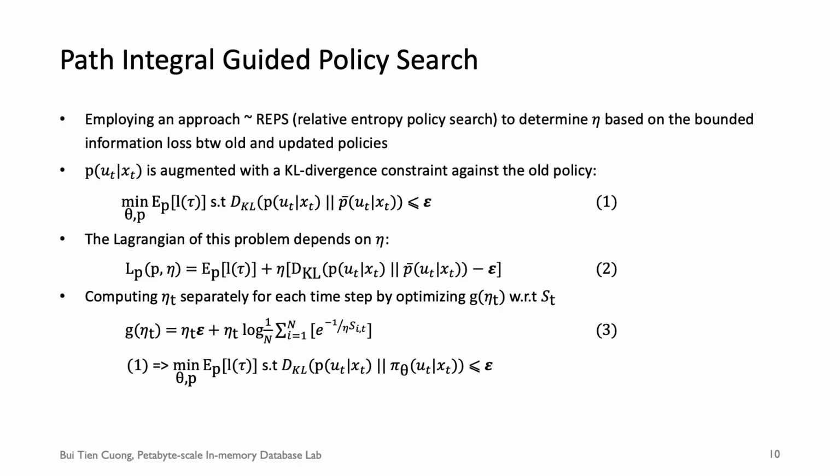The policy update step can be controlled by varying the temperature eta of the softmax probability P. We employ an approach similar to relative entropy policy search to determine eta. Next, the local policy P is augmented with a KL divergence constraint against the old policy P bar as shown here. The Lagrangian of this problem depends on eta. We compute the temperature eta at each time step separately by optimizing the dual function with respect to the cost to go of the policy samples.